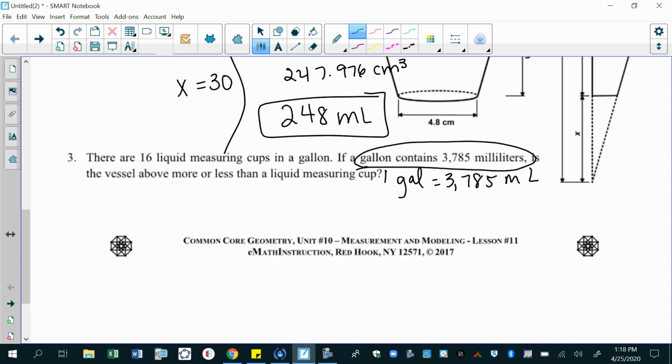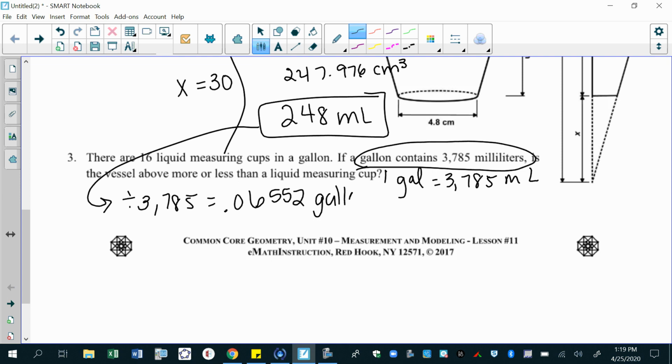What you want to do is take your answer here, in milliliters, and divide it by 3,785 to get how many gallons it is. This is just one way to do this. Obviously, there are other ways. You could set up proportions, or you could use dimensional analysis. So that's how many gallons that is.